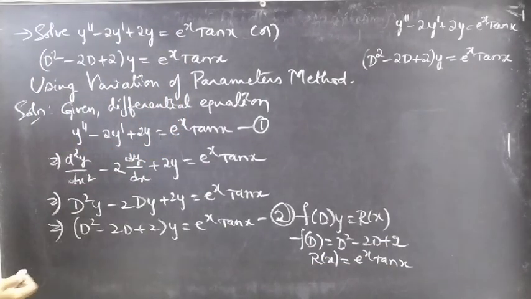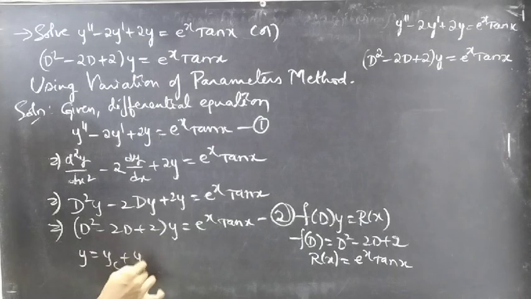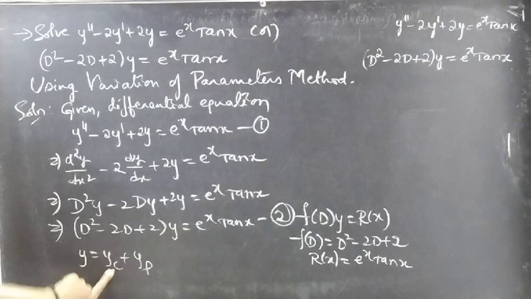We'll find the general solution to our problem using y equal to yc plus yp, where yc is the complementary function, yp is a particular integral. We'll find yc using the auxiliary equation. Later, using the variation of parameters method, we'll find yp. Okay. Now, coming to the auxiliary equation.